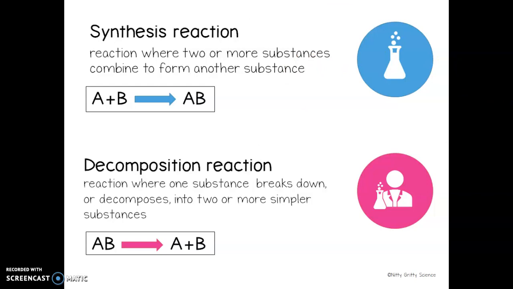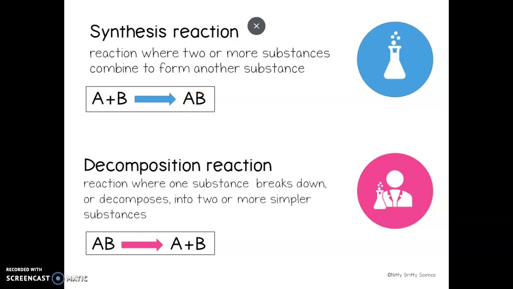Synthesis, sometimes you'll hear this called the combination reaction. This is where you combine two or more substances to form another type of substance. Shorthanded, we see it written here. You have A substance and a B substance. Boom, we combine them into AB.